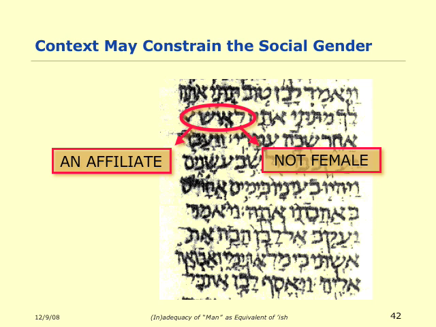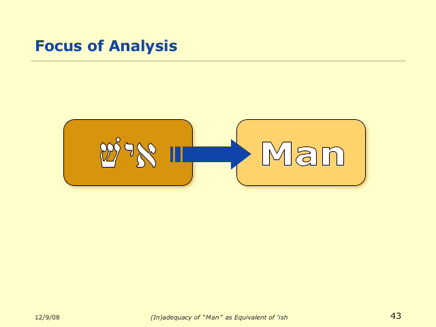Of course, context can still constrain a referent's social gender to be male by connotation, even when the noun's denotation by itself is not restricted to male gender. I will now present and analyze various examples, situations where "man" has often been used to render ish, and yet the semantic equivalence between those two words is fairly weak. All three examples are drawn from the book of Exodus. Afterward, we will look at the significance of these examples.